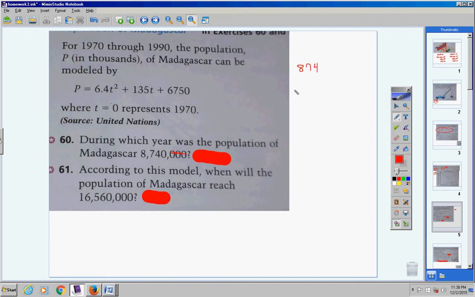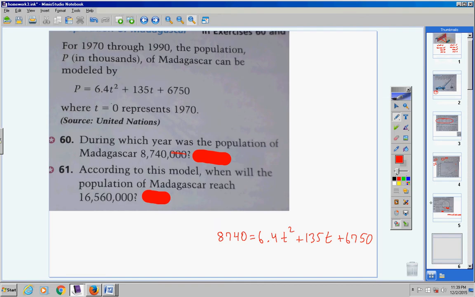Okay? I better do it down here. So do not put 8,740,000 in for P. Knock off 3 zeros. Put 8,740 in for P. And then that equals 6.4t squared plus 135t plus 6,750. Alright, there we go. That's the model we're going to use. Okay, now we need a little more space. Let's get a little more space here.